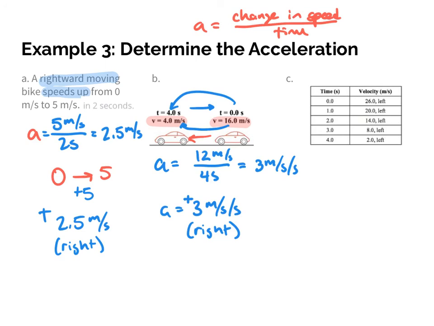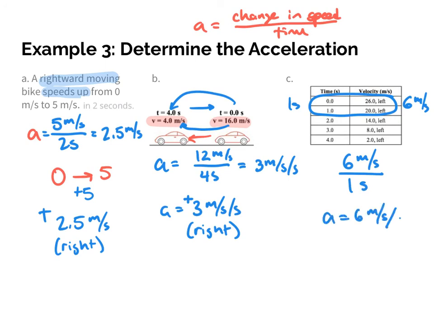Now for a table, we have multiple ways to do this. I can look at each individual speed value by itself. I could go beginning to end like I did, doesn't matter. I think the easiest approach is to probably choose the first two. It goes down from 26 to 20. So that is a difference of 6 meters per second, and that occurs in 1 second. So that means my acceleration would be 6 meters per second per second.